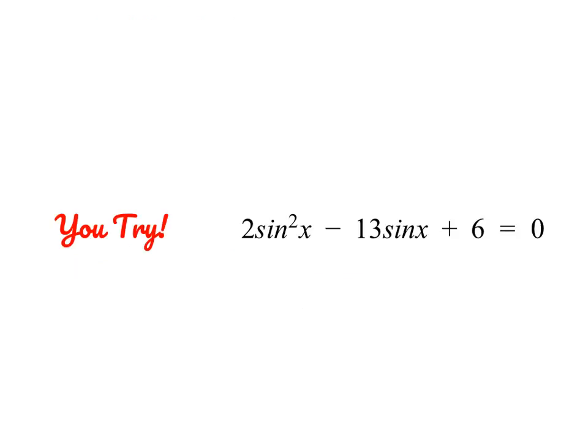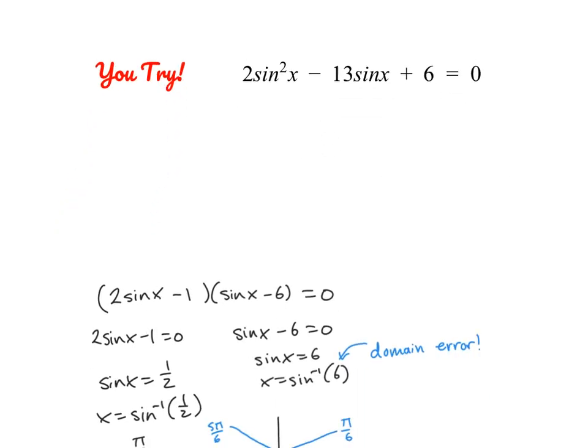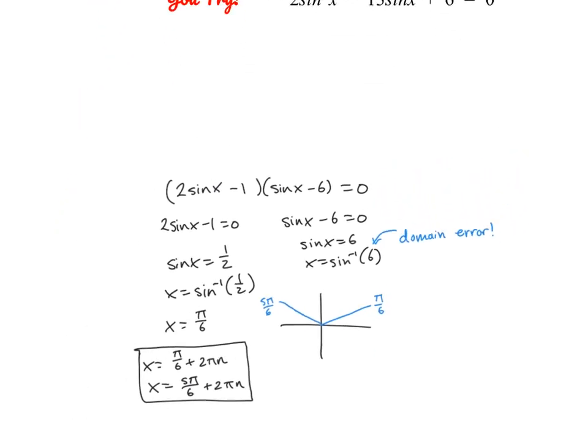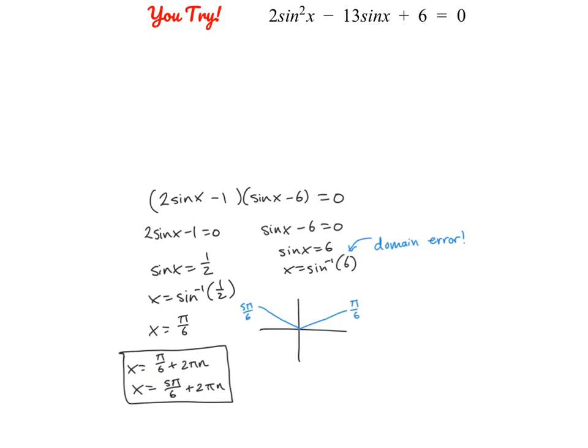Okay, go ahead and pause the video and give this one a try. All right, let's check our answers here. So here you can factor this. It is a quadratic type equation, so you can factor this as follows, and it gives you these two factors. So you use zero product property, and then you can use your inverse functions here.